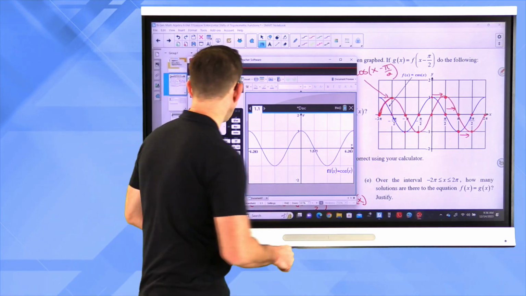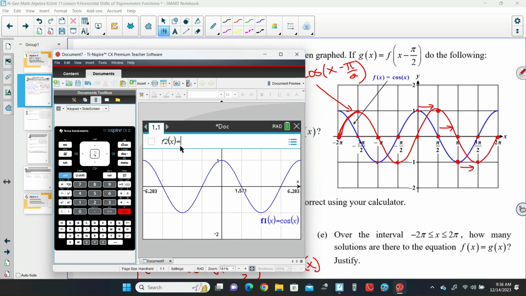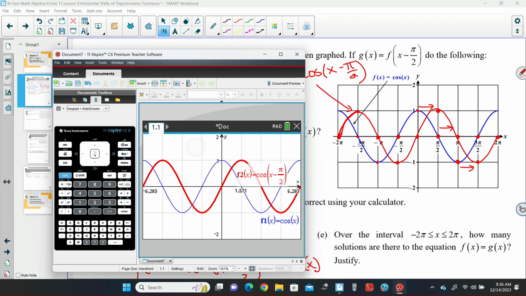Let's get that shifted one. So now if I go into menu, graph entry edit, I'm going to put in another function. Now I'd like to have cosine of x minus pi divided by 2. You could always put it in as the fraction itself if you prefer that. And there is that rightward shift.